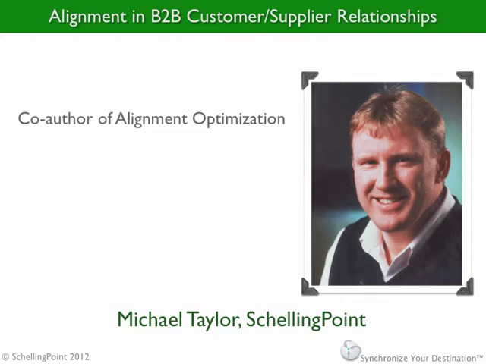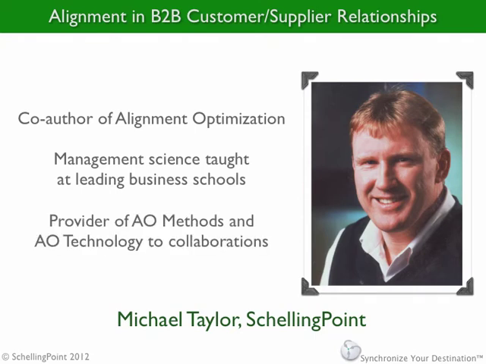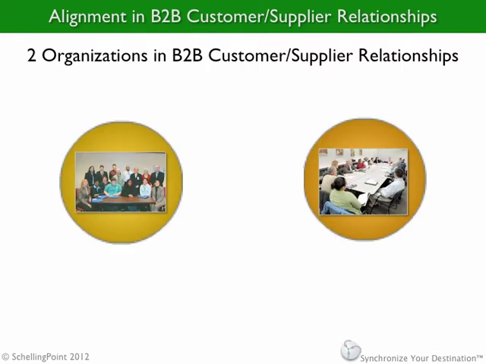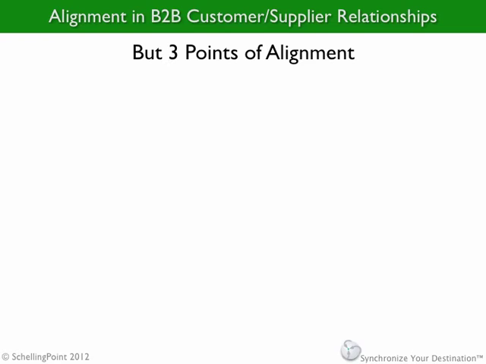I'm one of the principals of Shelling Point, and over the next 3 minutes I'm going to review the use of alignment optimization methods and technology to measure and maximize alignment within B2B customer-supplier relationships. When we discuss this subject with those involved in such relationships, they tend to describe the relationship from their perspective. In actual fact, there are 3 points of alignment that we need to accommodate.